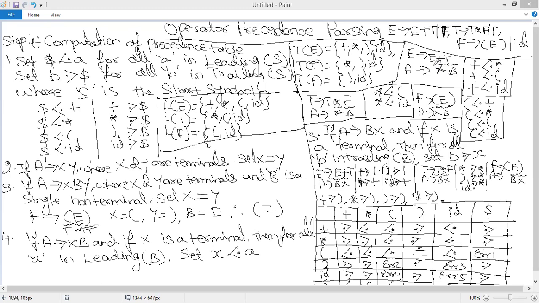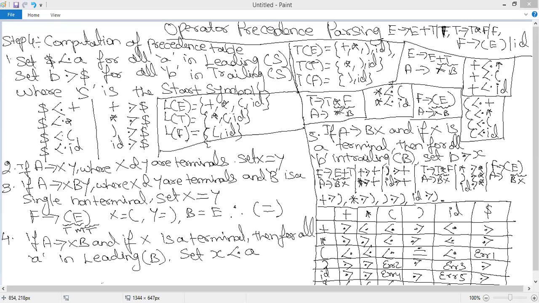Okay, then what is the other production rule? T tends to T star F. So this can also be mentioned as A tends to XB. Here X is star and B is F. So now we have to identify leading of B, that is leading of F. Leading of F is open parenthesis and ID, that should be mentioned on the right hand side. Then the precedence relation less than, then X is the star. Okay, X is the terminal, star is the terminal here. So according to this, this production rule is also applicable.